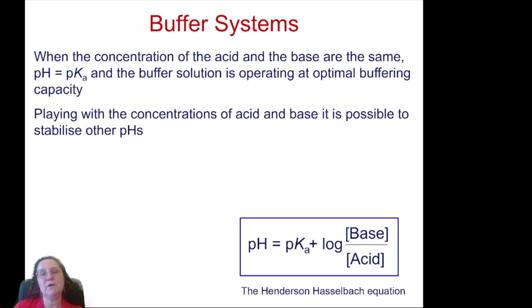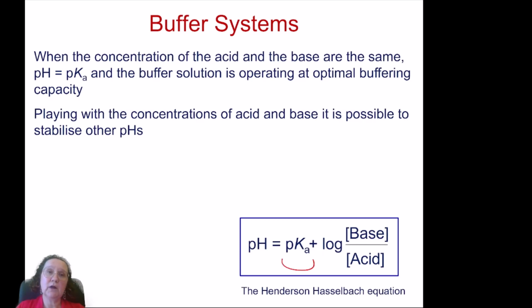So how do you make a buffer system? Well, you take an acid and its conjugate base, or a base and its conjugate acid, and you dissolve it, ideally in identical proportions. And you have something called the Henderson-Hasselbalch equation that tells you roughly at what pH they are going to stabilize better. And it depends on the pKa.